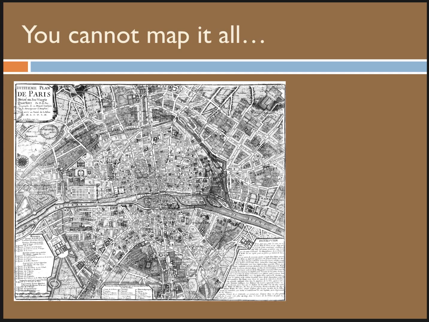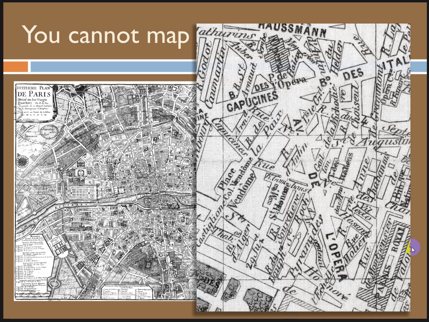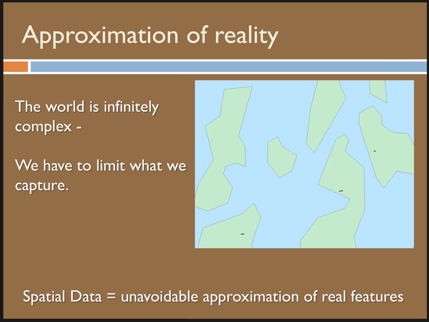Okay, this is a great historic map of Paris, and it just goes to illustrate that we have to make choices when we're mapping. When we're collecting data, when we're presenting data, we can't map it all. It is pretty clear that even in a situation like this, where we're just marking street names and basic places, we haven't even added complex layers of data, it just becomes a cluttered mess. The world is infinitely complex, and we have to limit what we're going to capture, right?